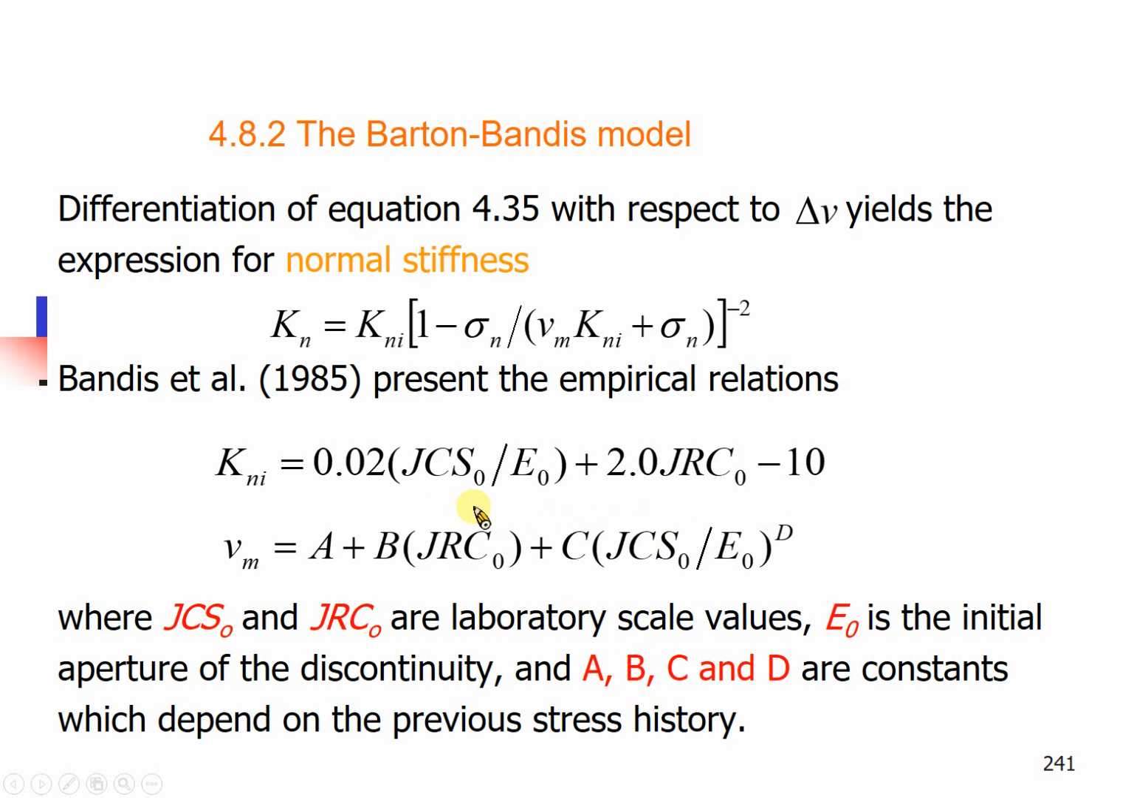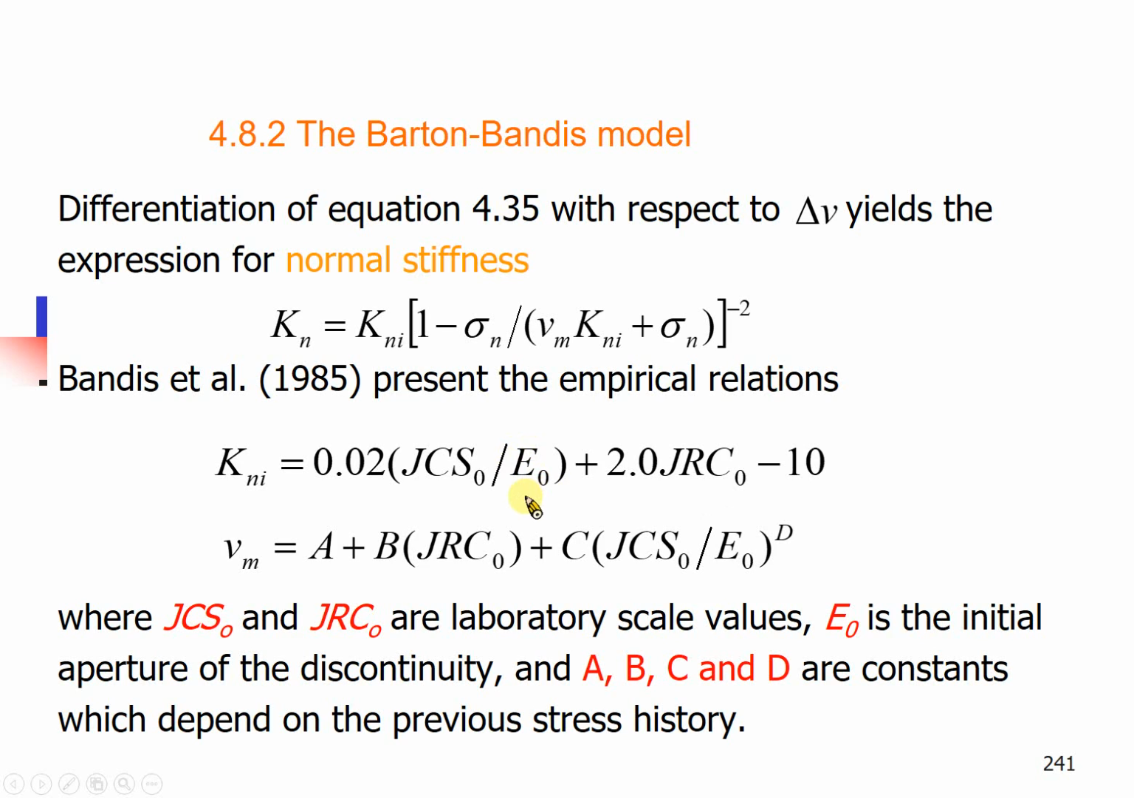Okay, and this will be some empirical relation to show you how to derive the initial stiffness and the maximal joint closure. According to Bandis, he did a lot of experiments and got some empirical equations like this. That means if you have the JRC of the discontinuities and the JCS of the discontinuities, and E0 will be the initial aperture, which you can observe in situ.